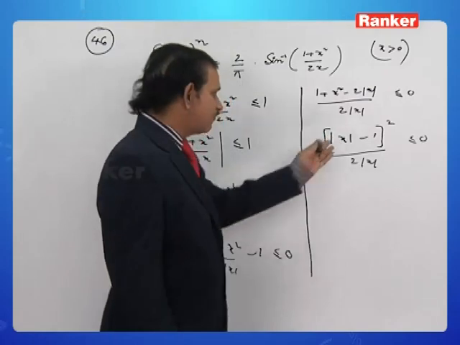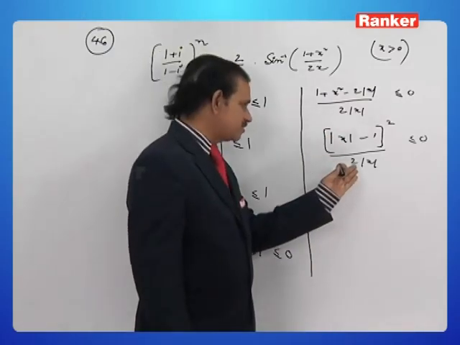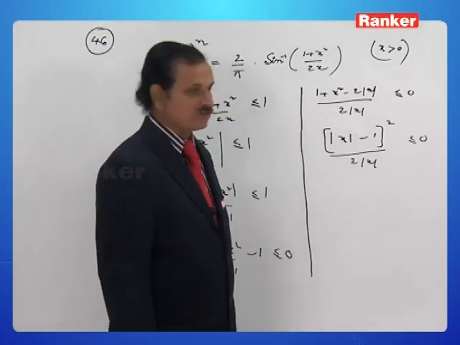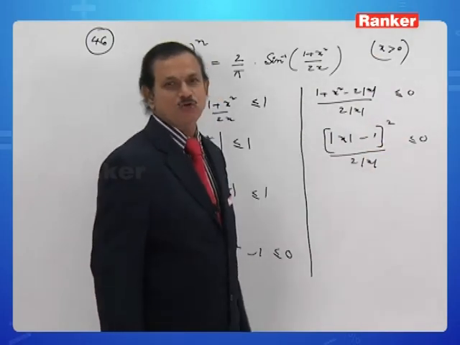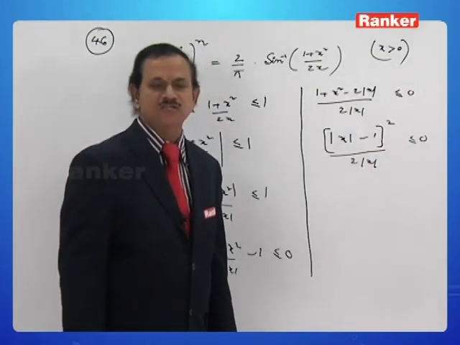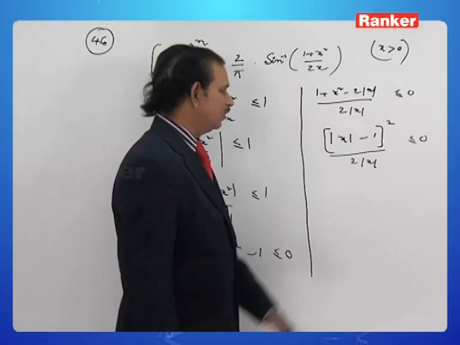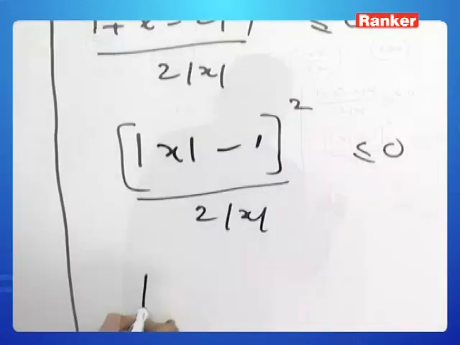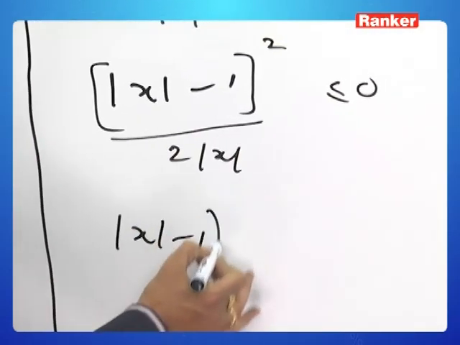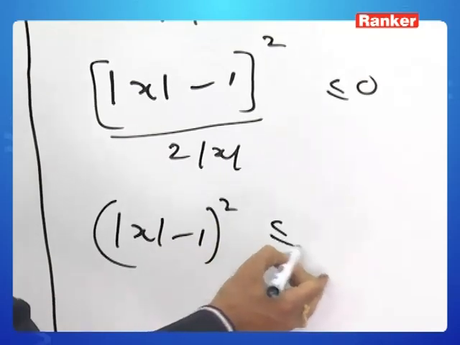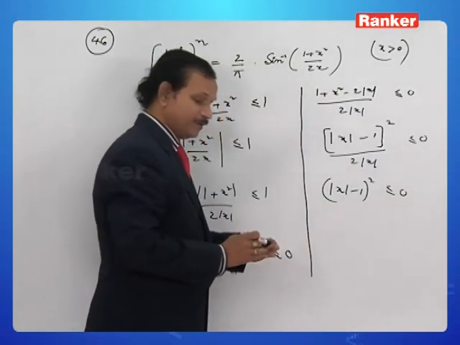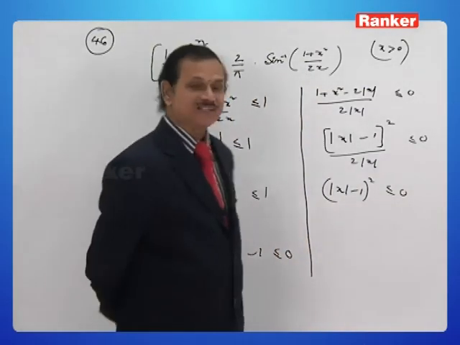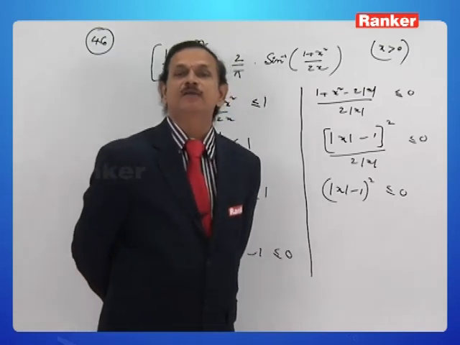Well, in this fraction, the denominator is absolutely positive. Why? Because x is greater than 0, he has given. Mod x is surely greater than 0. Therefore, what happens? (Mod x minus 1) whole square less than or equal to 0. Well, look at that. Mod x is an absolutely real number.